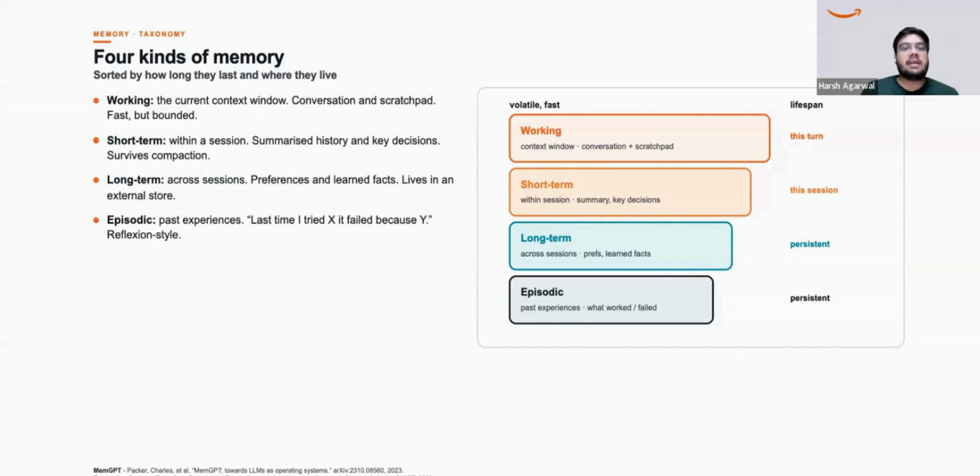And the last one is episodic memory, which is memory of past experiences. And this is a really interesting one because it stores the past experiences. Think of it using an example: last time I tried approach X and it failed because of Y. That's reflection-style storage, and that is what we are going to discuss next.